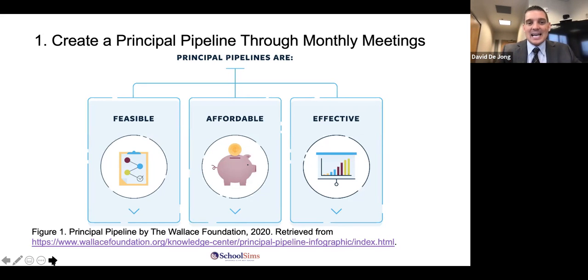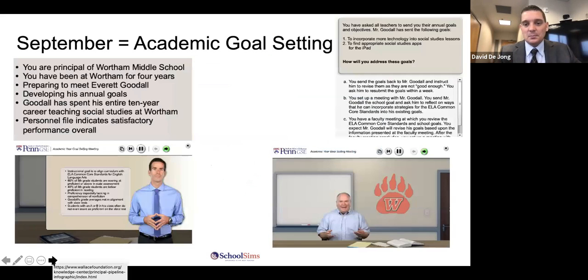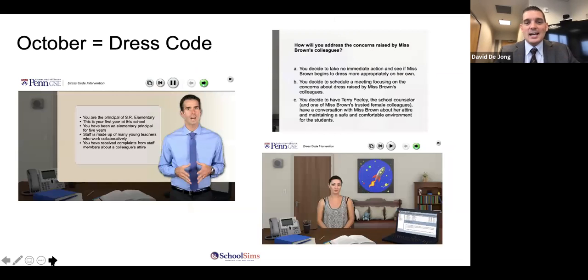If I was leading that in a district today, this is what I would do. In September, I would facilitate academic goal setting. You're a principal helping a teacher set his academic goals and he digs his feet in. It's a great challenge. In October, I would facilitate the dress code simulation. It's the easiest simulation in the library to facilitate. Basically you're helping a teacher, there are complaints about her dress and the way she teaches math, and you have to address those and be an instructional leader.